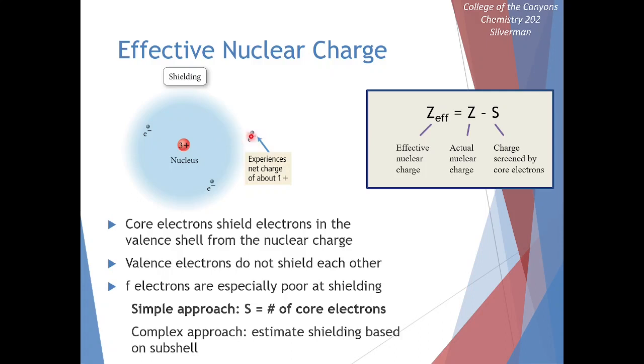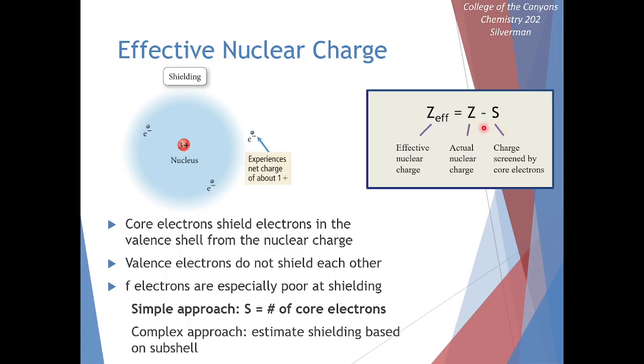So if we're thinking about a given electron in our atom, the positive charge it feels from the nucleus is going to be slightly less than the number of protons. We can have an equation here. The effective nuclear charge, the charge that our outermost electron feels, is equal to the number of protons that exist in that nucleus, but subtracting some amount of shielding, which we can label as S.